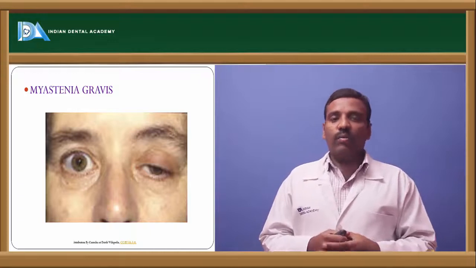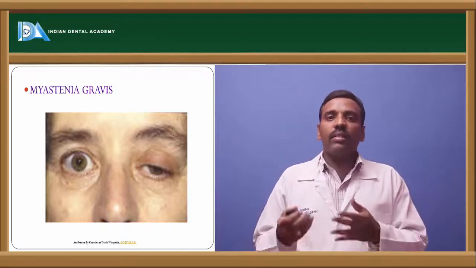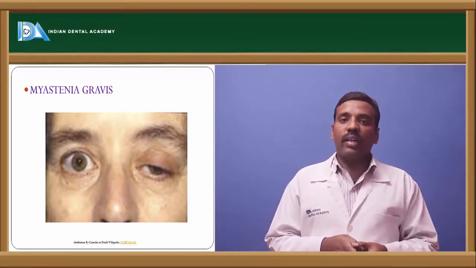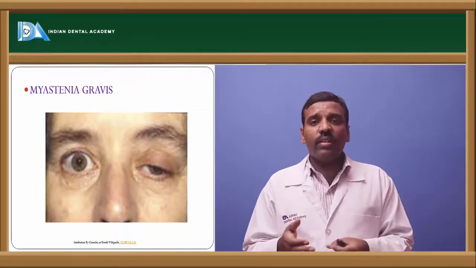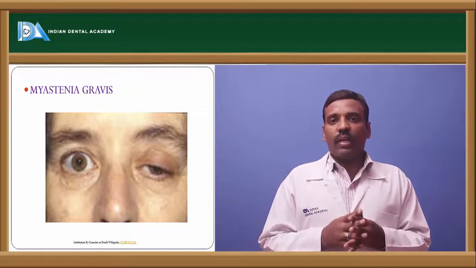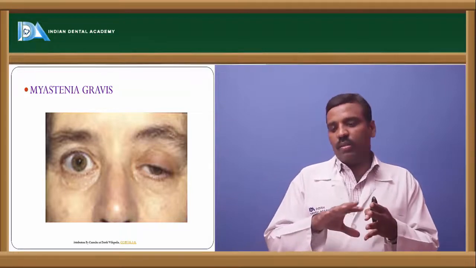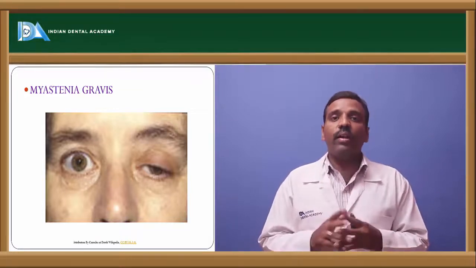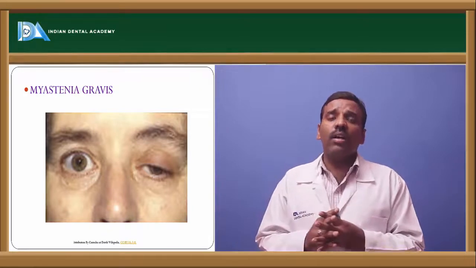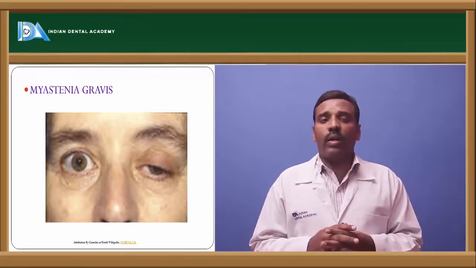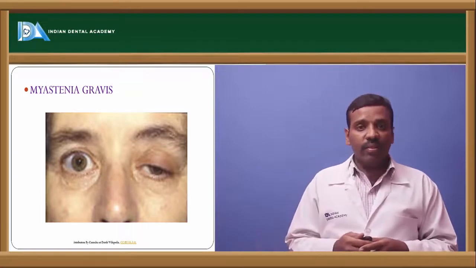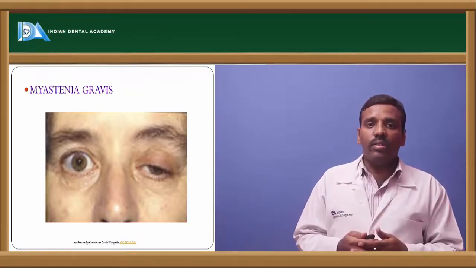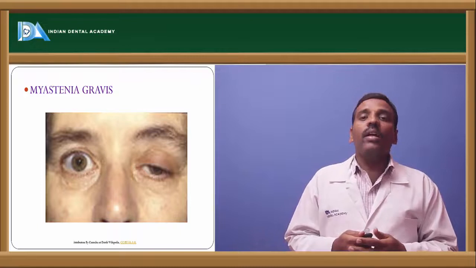Next is Myasthenia gravis, one of the applied aspects in the muscle. Myasthenia gravis is an autoimmune disorder where the body's antibodies work against the body's own tissues, which is called an autoimmune disorder. The muscle tone is decreased.